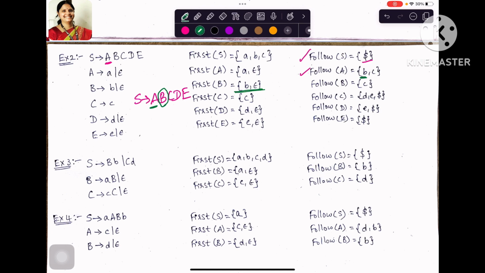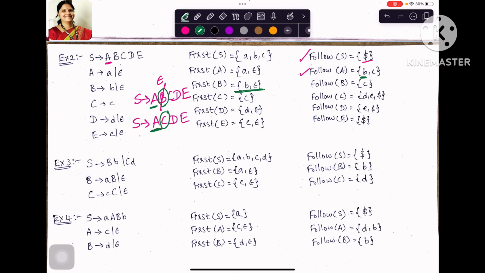So we will replace B with epsilon. Now the production will become S produces A, C, D, E. Now the follow of A will be the first of what comes next.